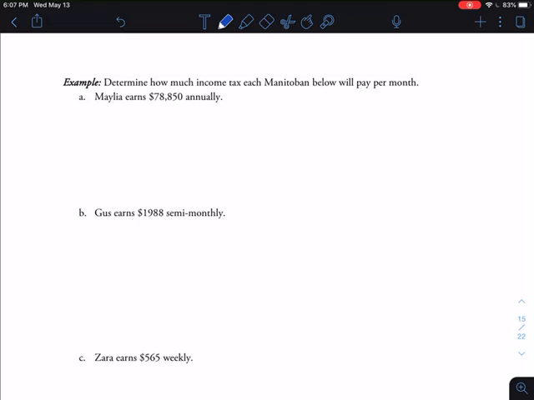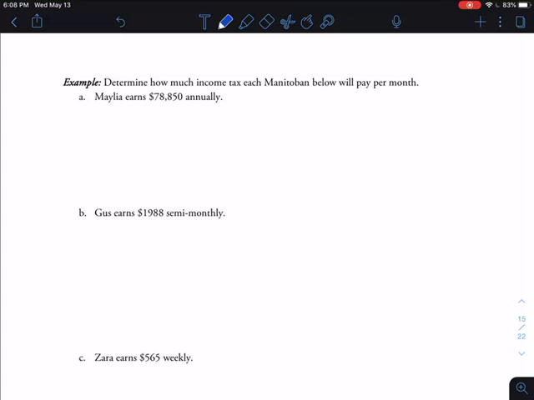These are all like the one we just did, except that we are going to have to probably do one extra step in a couple cases. So we want to figure out how much tax each Manitoban below is paying per month, but it's not always given to you as a monthly salary, right? We see annually, semi-monthly, weekly, okay? So it's not always given to us in months, so sometimes we have to figure that out.